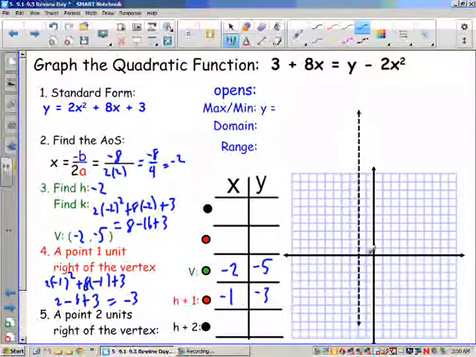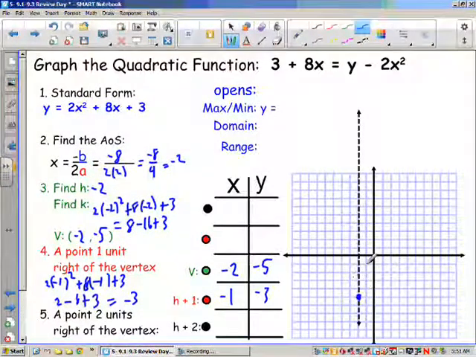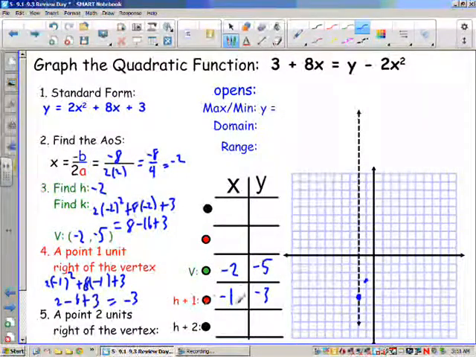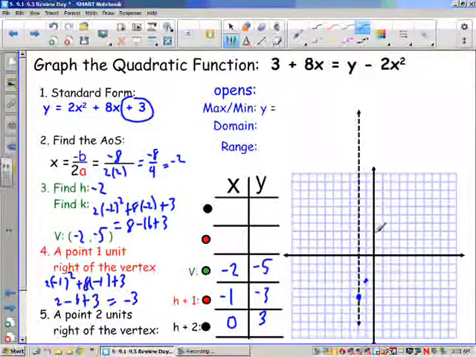I'll go ahead and start plotting these points. Negative 2, negative 5. Here's our vertex, right on the axis of symmetry, makes sense. Negative 1, negative 3. Point 2 is going to be adding 1 to our vertex, or adding 2, I'm sorry. So negative 2 plus 2, 0. Plug in 0, that becomes easy. We'll just get 3. So 0, 1, 2, 3.